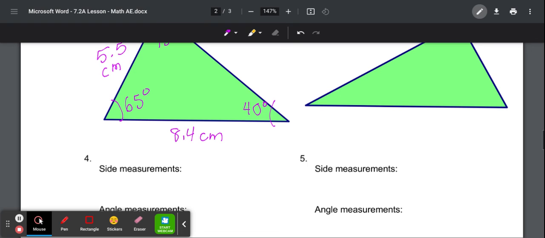Once you're done doing all these measurements, I will post the key in the stream to Google Classroom so that you can check your answers and see how you did and whether you got all the triangle measurements and angle measurements.